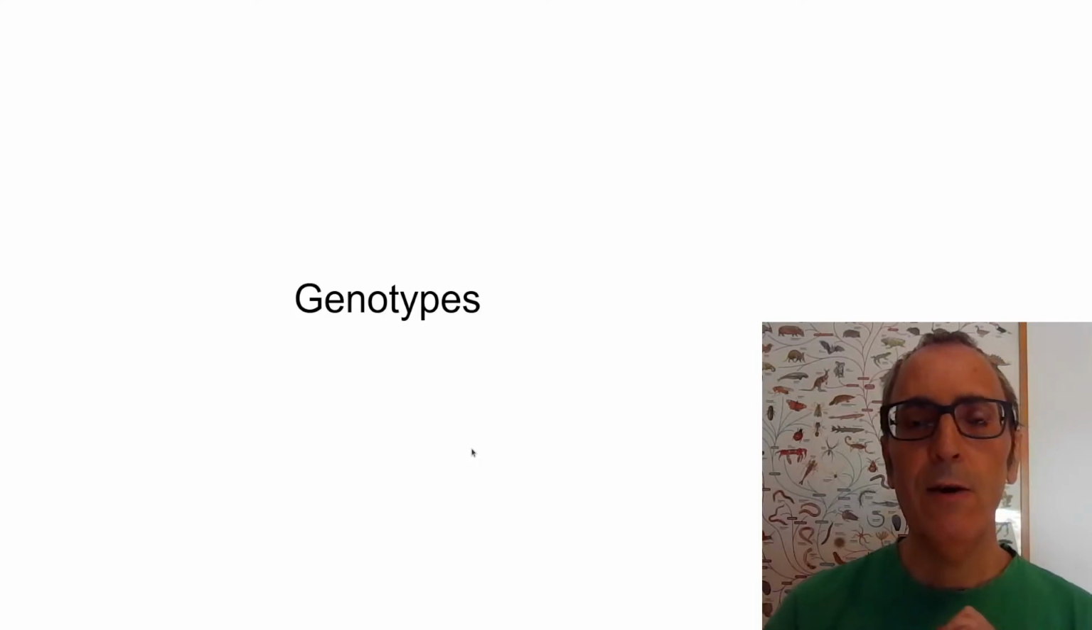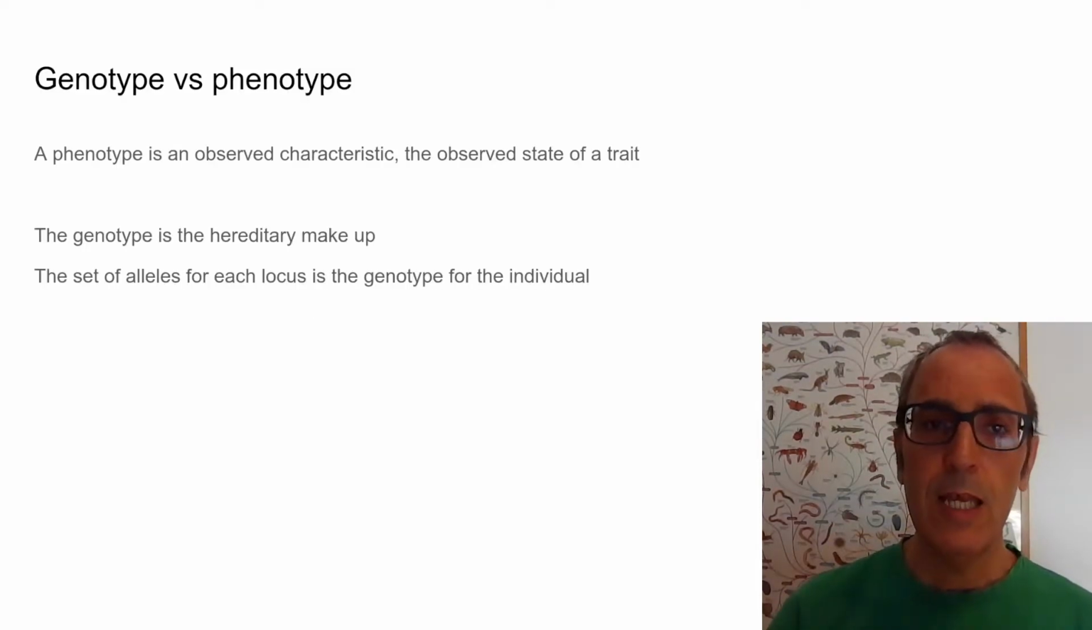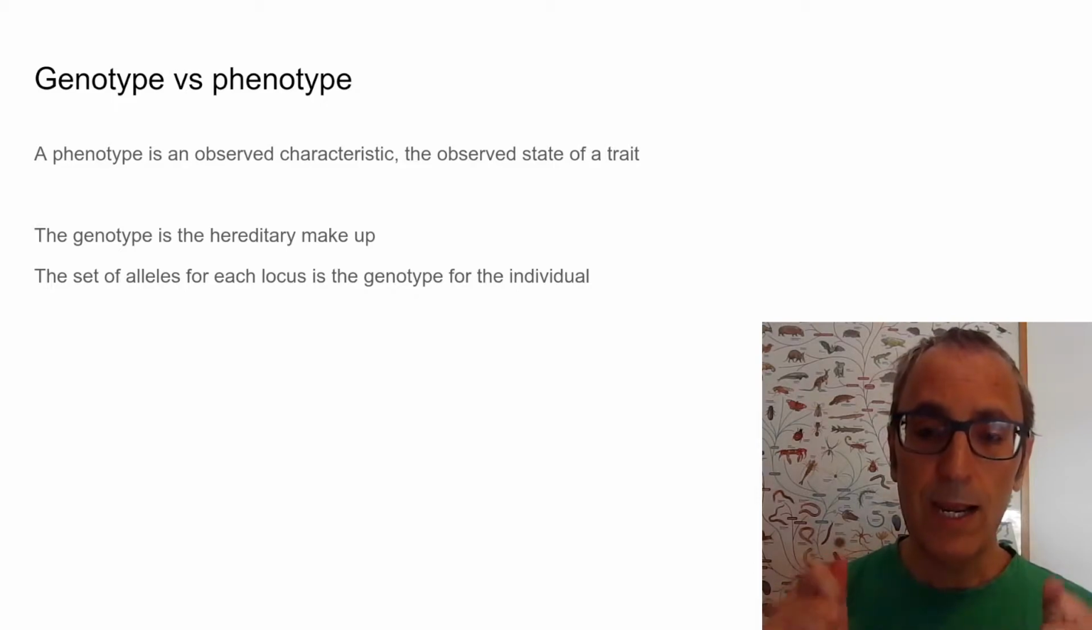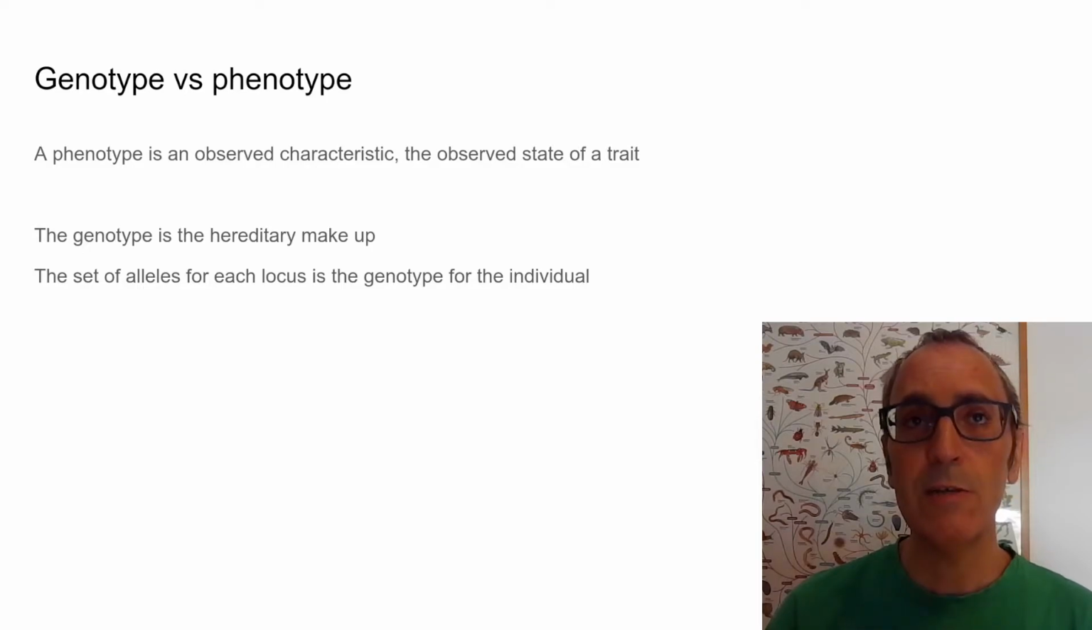Okay, now that we have talked a little bit about the definition of alleles and allele frequencies, let's talk about genotypes. In genetics, we have the difference between genotype and phenotype. Usually we say that the phenotype is the observed characteristic, what we can measure or see in an individual, okay? The observed state of a trait, that is the phenotype.